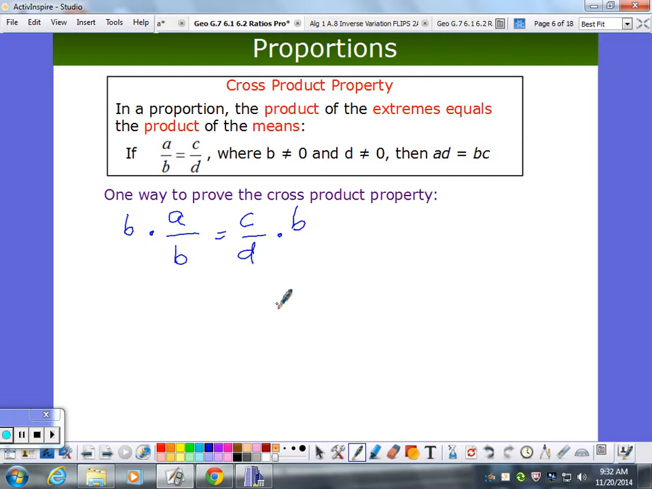Multiplication property of equality. So I'm doing that. So I'm justifying my steps. This cancels out. And now I've got A equals, I'm just going to put the B in front, B times C over D. I'm going to apply it again.